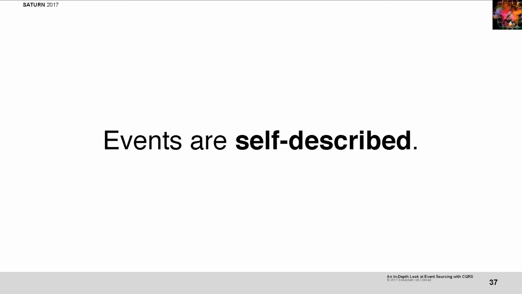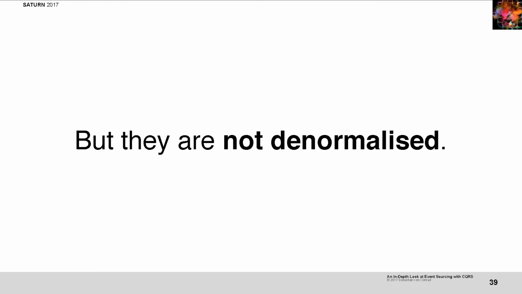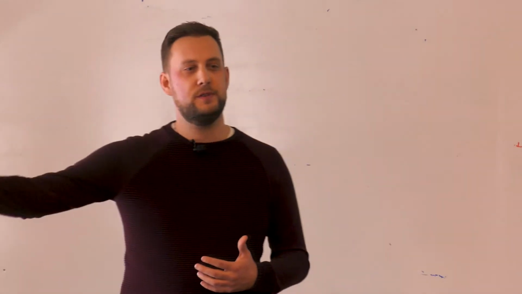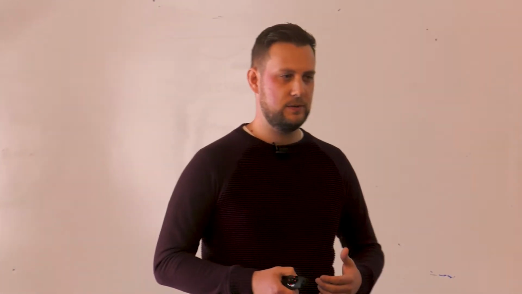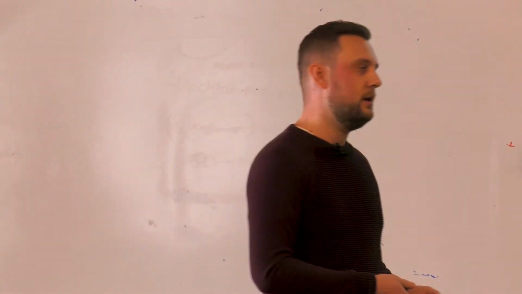Events in this context are self-described. What I mean by that is that they completely describe the thing that has happened, and that's an important distinction, but that does not mean that they are denormalized, which is yet another important distinction. So the idea is that we want to try to keep our events focused on only the data for which they are the authoritative source. Like if I have my invitation extended event, then that might have a reference to the appointment and a reference to the person that I'm inviting and the reference of the person who's actually extending the invitation, but it doesn't have all of the denormalized data for all of those other things.